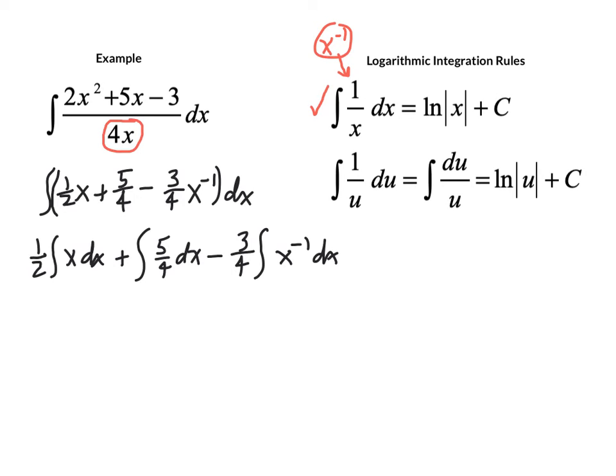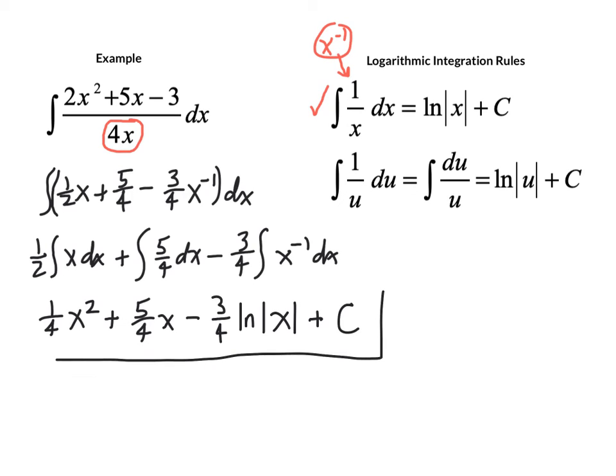So we can go ahead and do each of our integrals. We have a power rule here, so it's going to be 1/2 times x squared over 2, or 1/4 x squared. Constant rule next, 5/4 x to the first. And then our log rule, so that'll be minus 3/4 times the natural log of the absolute value of x, and then our arbitrary constant plus c. So there's our integral.